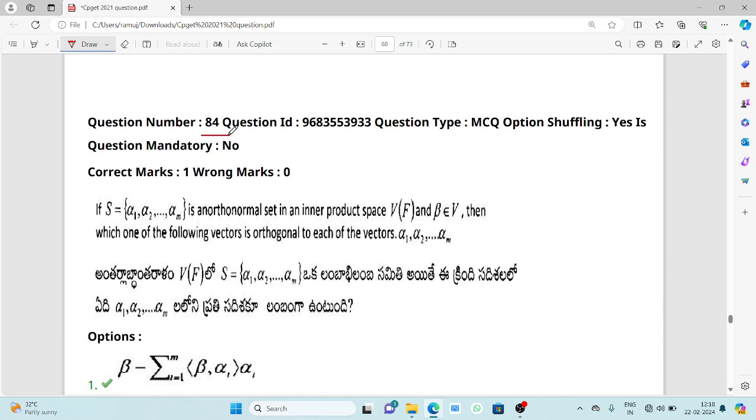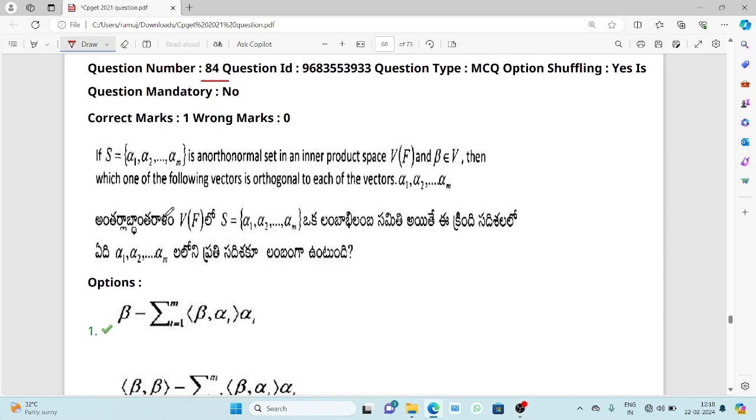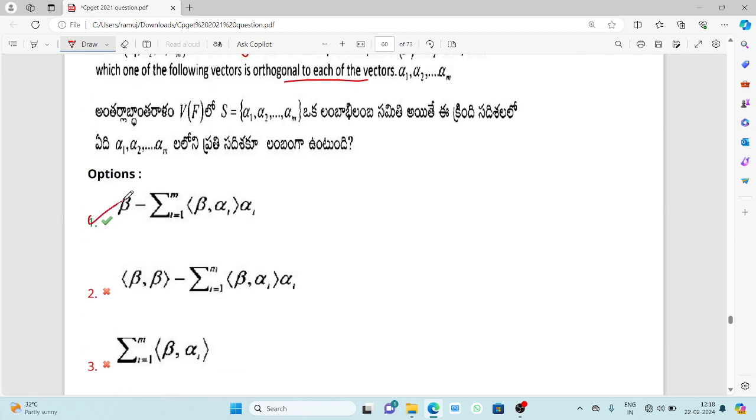And the 84th one is, if S equals alpha 1, alpha 2, up to alpha m is an orthonormal set of an inner product space. This is also a direct statement. You can directly say that option 1 is the correct one.